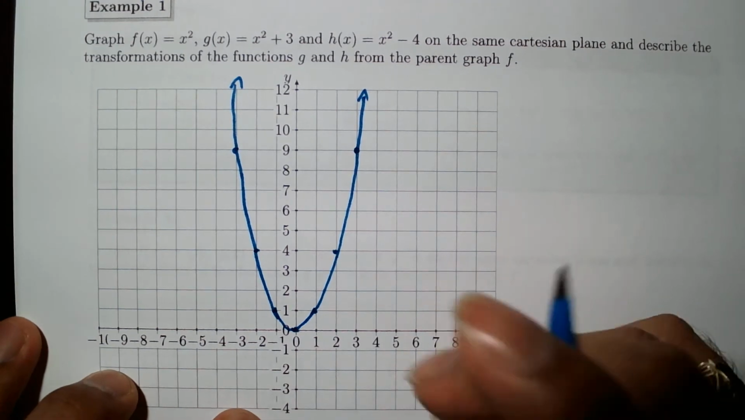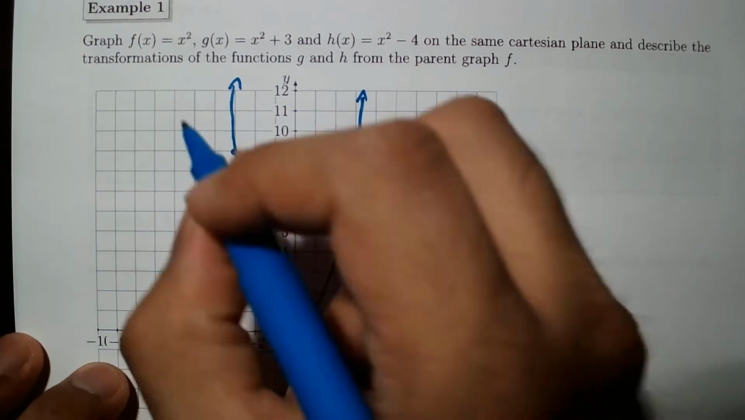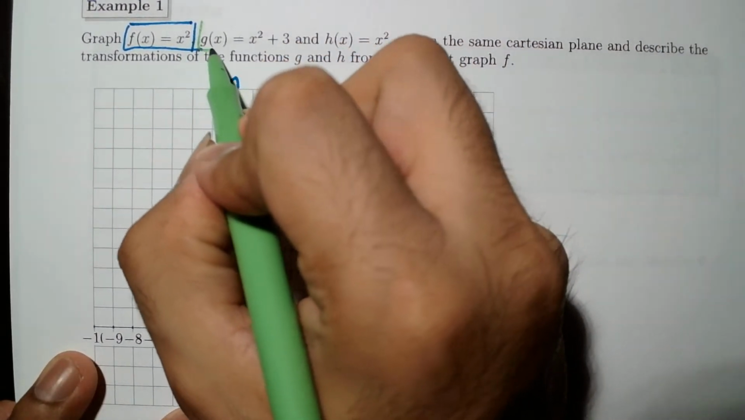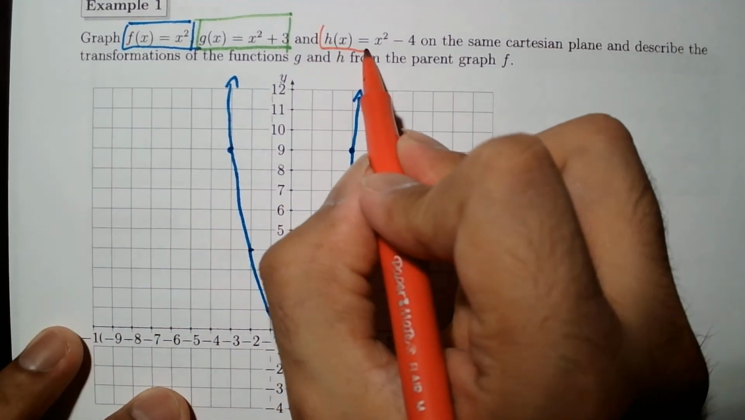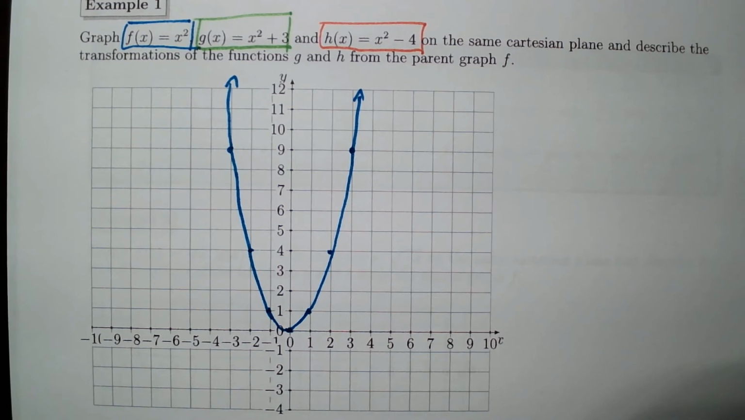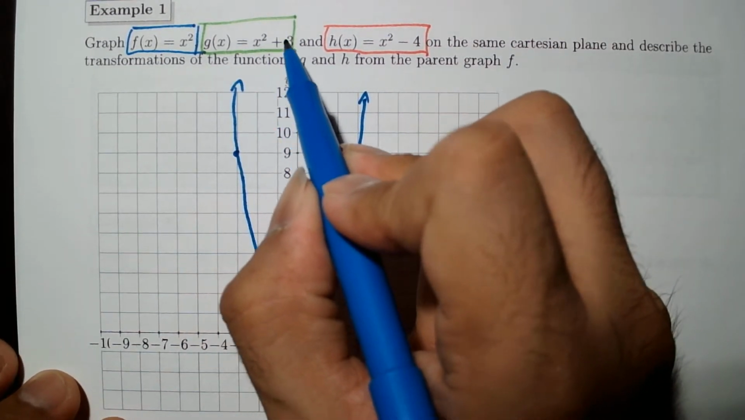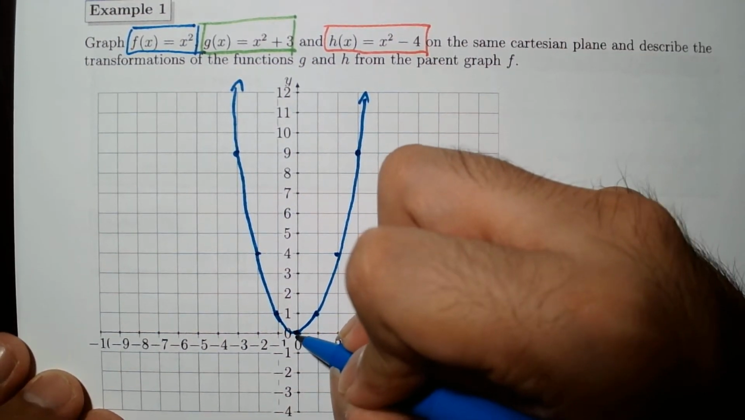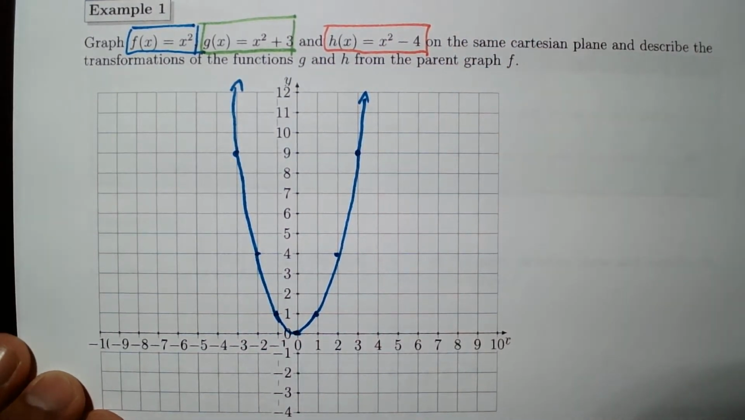Now on the same graph, in this case I'm going to use green. Let me box this with blue, let me box this with green, and this with red. We're going to use three colors for the three different functions that we are going to graph. This plus 3 indicates that I should add 3 units to all the y coordinates. For example, this point right here, adding 3 units, it's going to shift 1, 2, 3 units up.